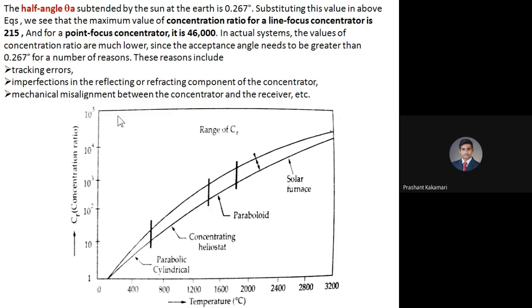Once you overcome all those things, the concentration ratio can be improved. As you go on increasing the concentration ratios, the temperature achieved will be higher. Depending upon that, the names of the solar collectors are also different. These vertical lines show us the range of temperatures or the range of concentration ratio for a given solar collector.